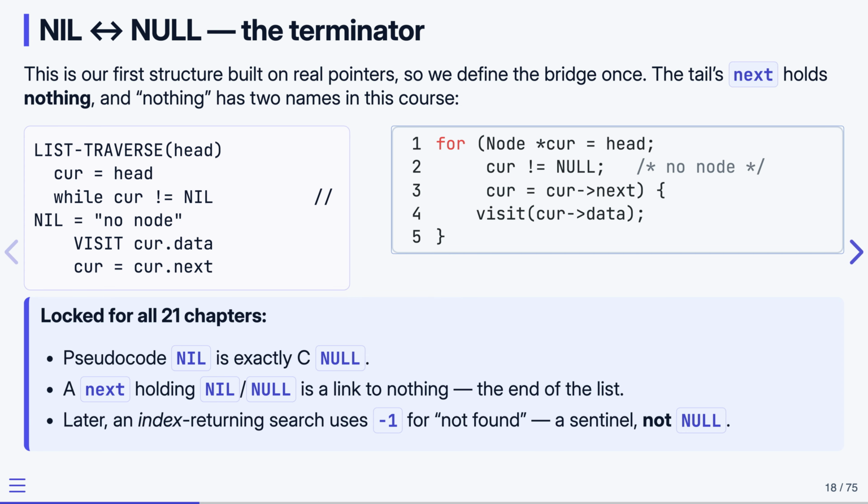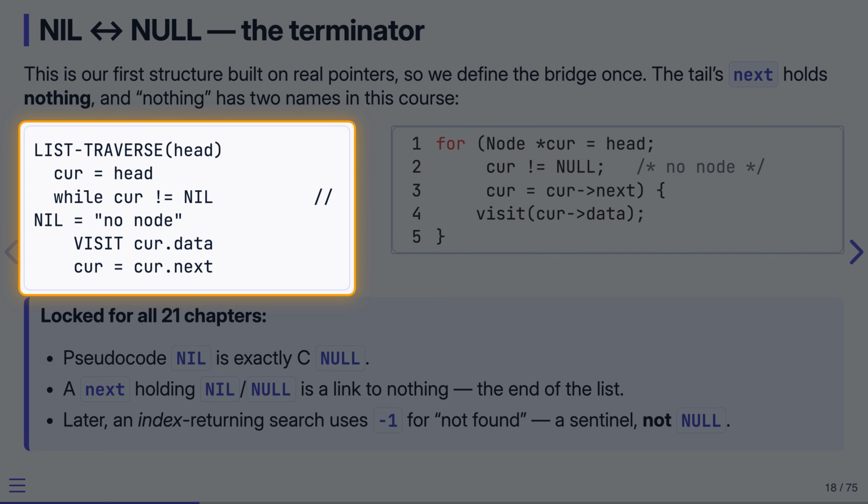This is our first structure built on real pointers, so let's define one bridge now. The tail's next field holds nothing, and nothing has two names in this course. On the left is the pseudocode, list traverse of head. We set cur to head. While cur is not null, we visit cur.data, then we set cur to cur.next. In pseudocode, we write this end marker as NIL, which just means no node.